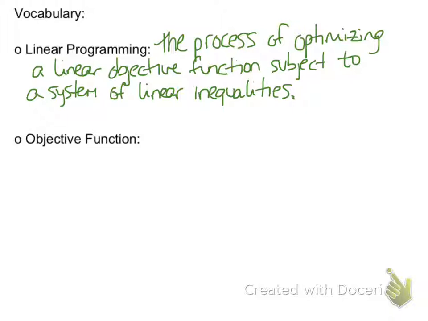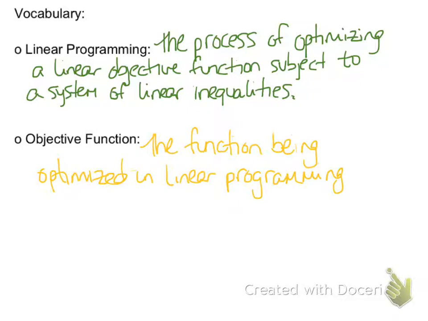So what this basically means is if we're optimizing something, we're going to be finding an optimum. In other words, a maximum or a minimum. We're going to be given a linear objective function, and in order to evaluate that, we're also going to be graphing a system of linear inequalities. So now let's define what some of these things are in this definition.